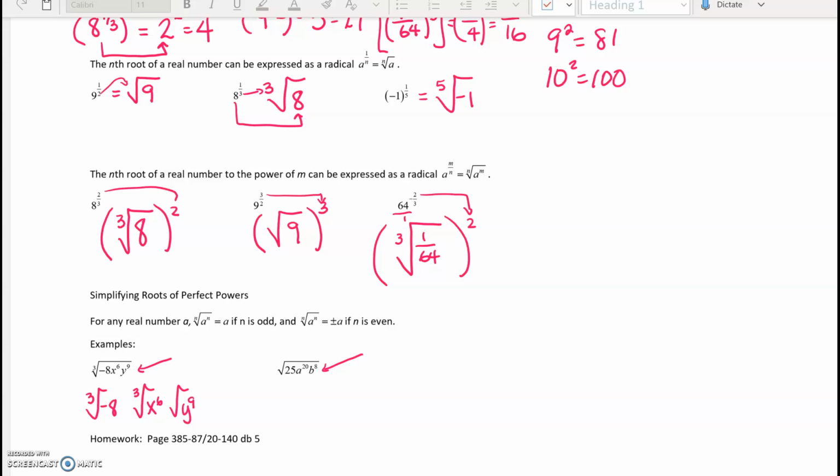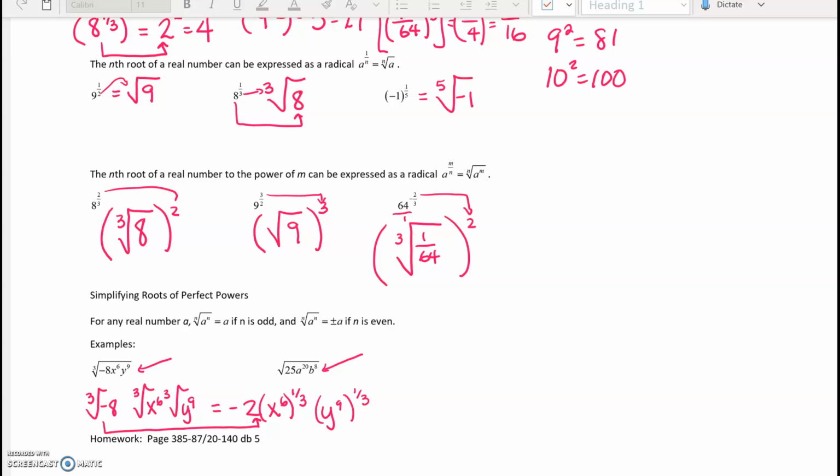And it might make more sense to you with the x's to write those as fractional exponents. But the cube root of -8 is -2. So we're going to take this factor by factor. And then x to the 6th is to the 1/3 power, and y to the 9th is to the 1/3 power as well.